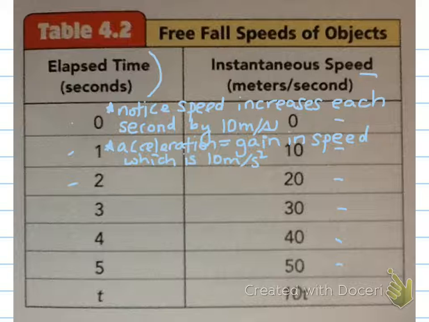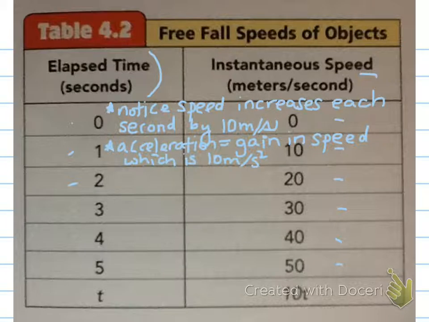And eventually today we're going to talk about the fact that that is the acceleration due to gravity, right? The only thing that's acting on this object as it falls is gravity. So if it's accelerating by 10 meters per second squared, the only thing that can be causing that acceleration is gravity. Okay?